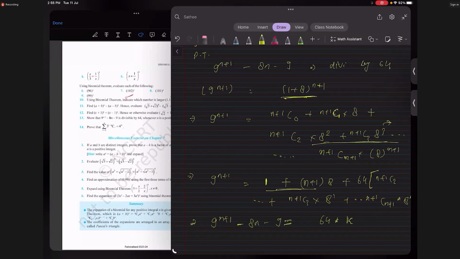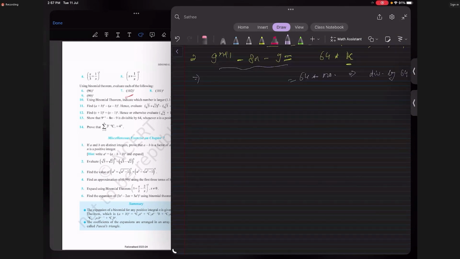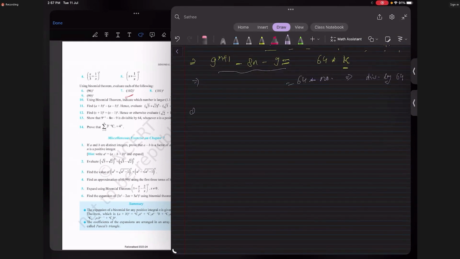Okay, here we are assuming this whole term to be some constant k. So you can say that the left hand side is 64 times of some number, so this is definitely divisible by 64. Now if we see the last question, that is question number 14.